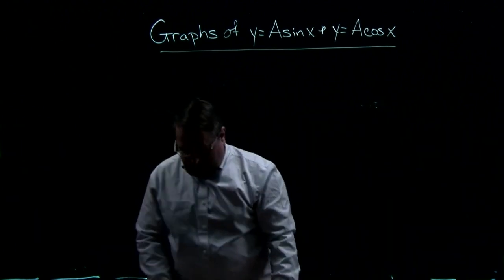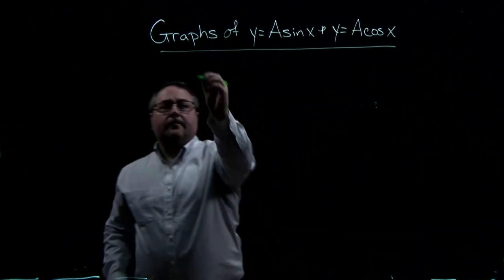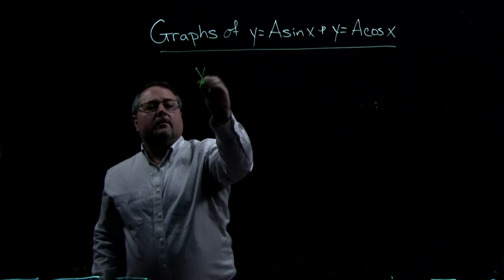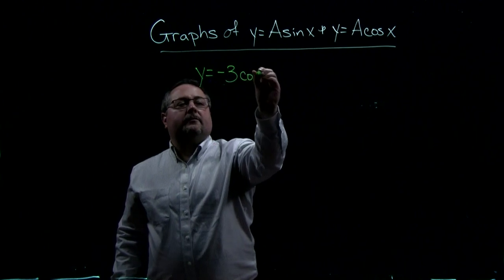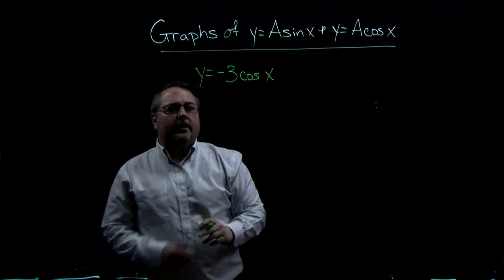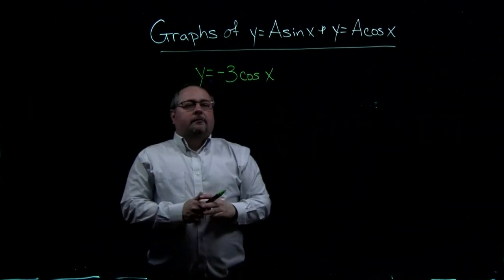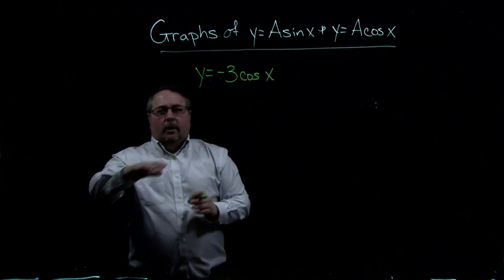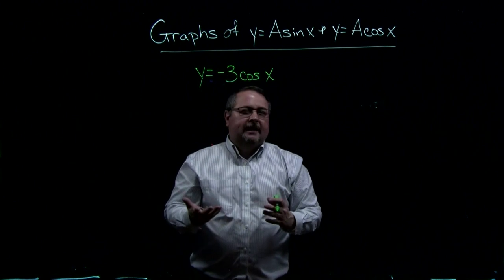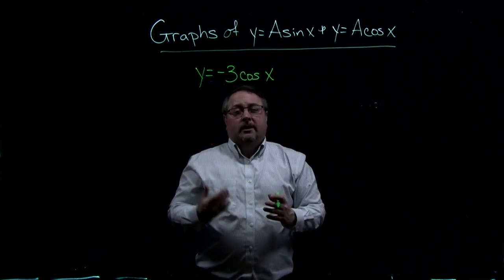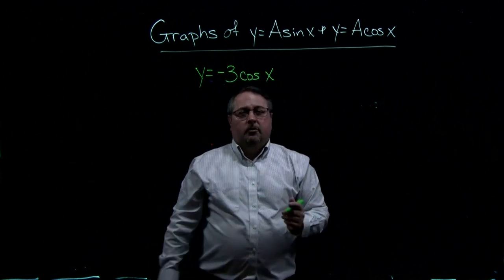So let's take a look at the graph of y equals negative 3 times the cosine of x. Okay, and if you're not really convinced yet of what I said about multiplying the y-coordinates by our a, in this case our a is negative 3, we can plot some points and then do our graph that way.